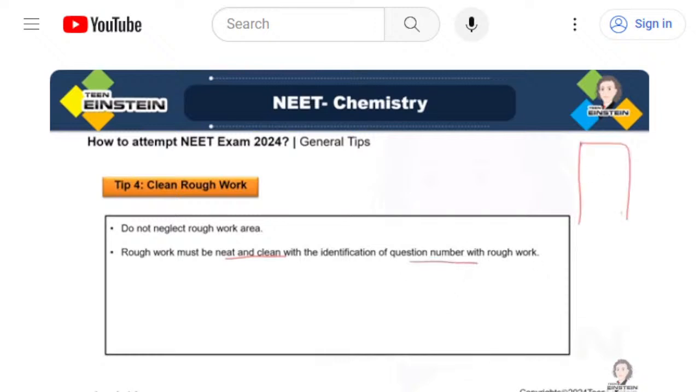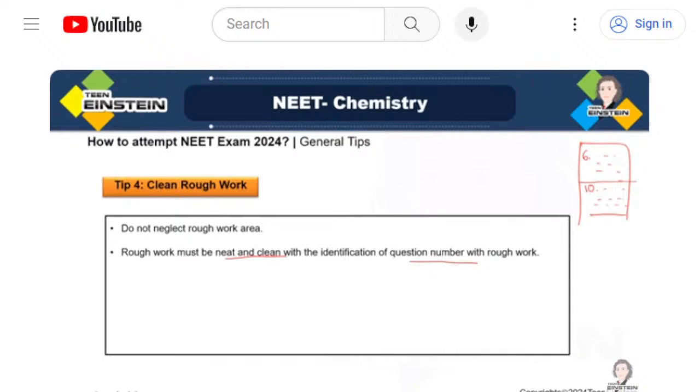So suppose this is your draft sheet and you are solving question number 6. So for question number 6, this is your rough work. Then question number 6 is complete. Then it is question number 10. Then again you have written something. At first glance it may seem that you are wasting time, but it will not take much time. If you are confident enough, you can go for it.